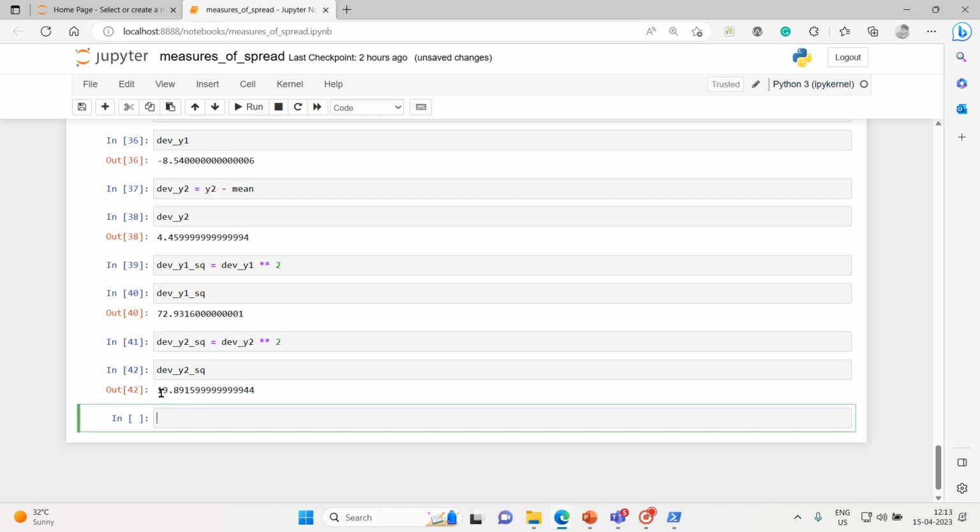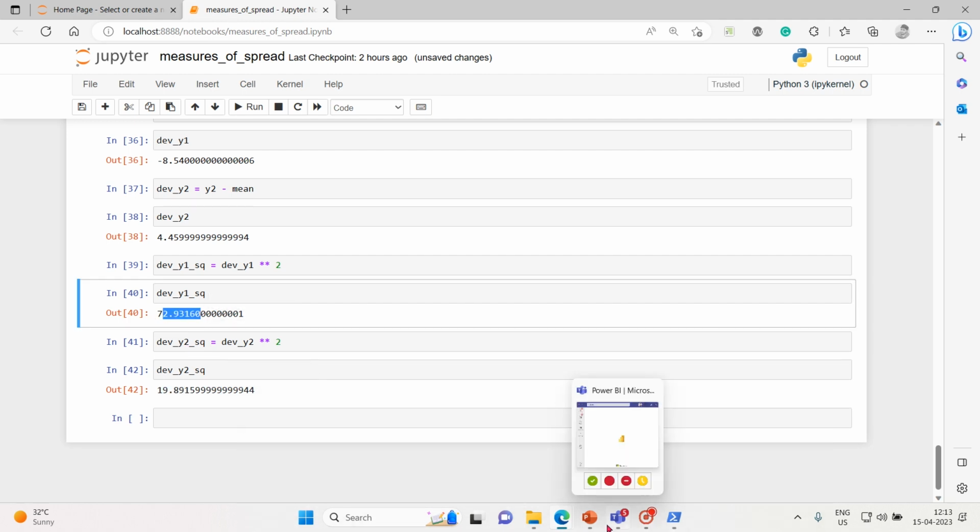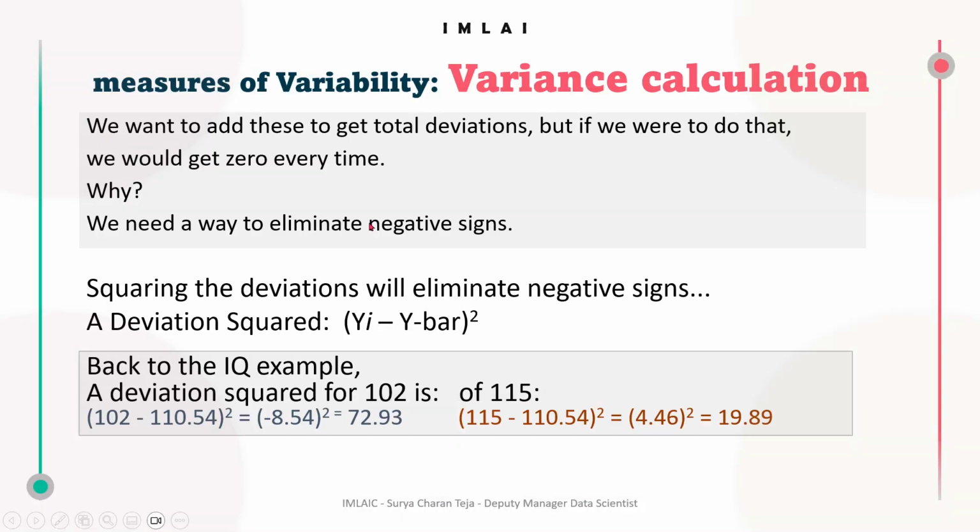That's it. So now you've got both positive values, so no worries of cancellation. Now let's get back to the example. The deviation squared for 102 is 72.93, and for 115 it is 19.89. So there are no negative values; you've got both positive, hence there is no issue of getting zero.